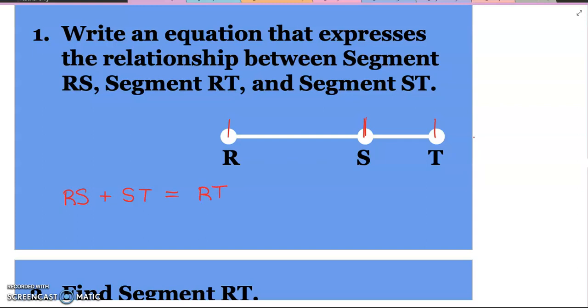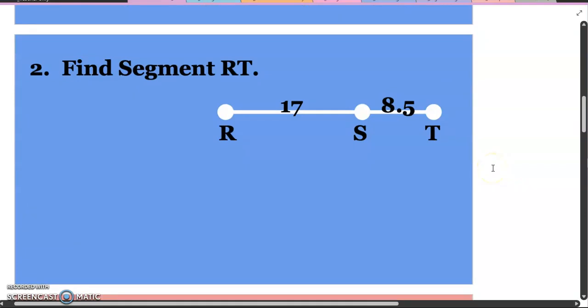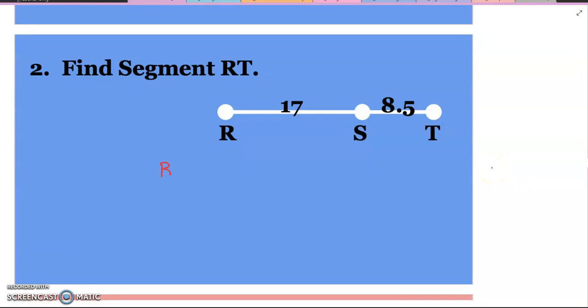Now, notice for these examples so far, I haven't been drawing the bar on top of it. The reason I'm not doing that is because we're going to be finding the measures of these, and so we don't use the bar symbol when we're talking about measurements of a segment. Let's put that into practice. Here it is. Find segment RT. Using the formula we just created on the previous slide, we have RS plus ST equals RT.